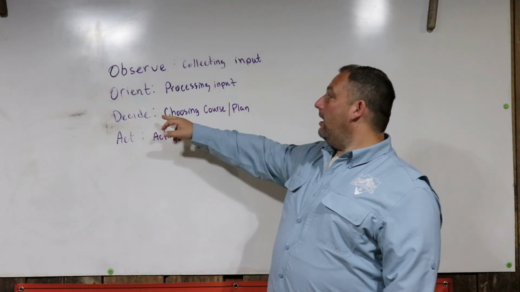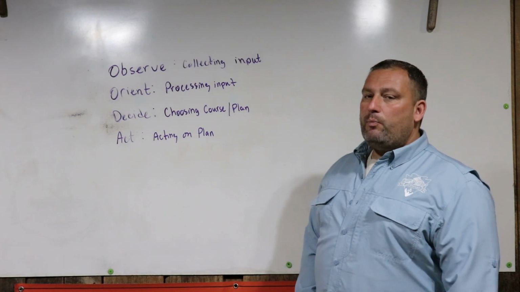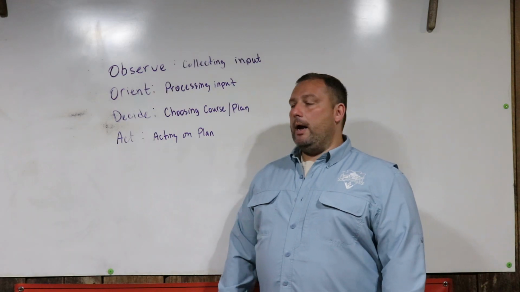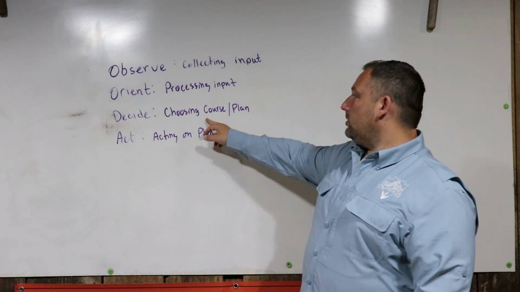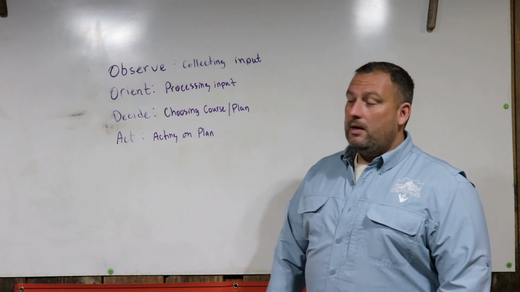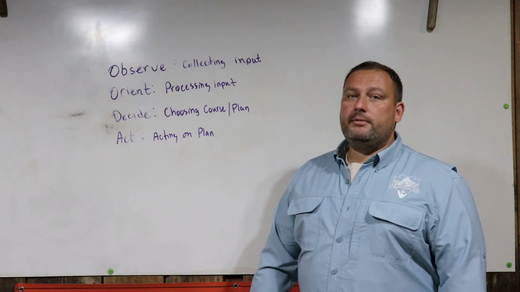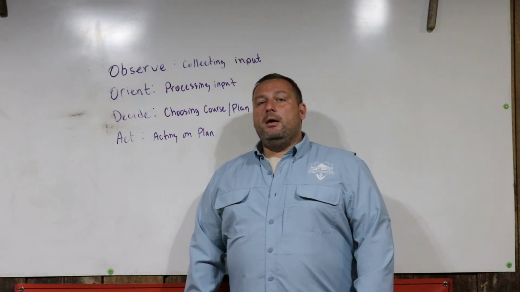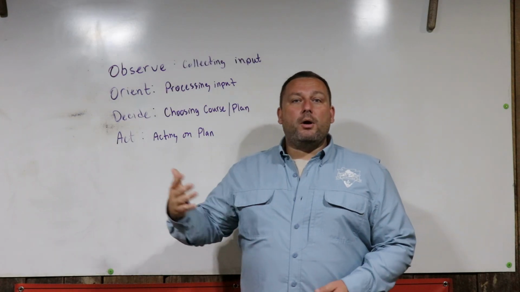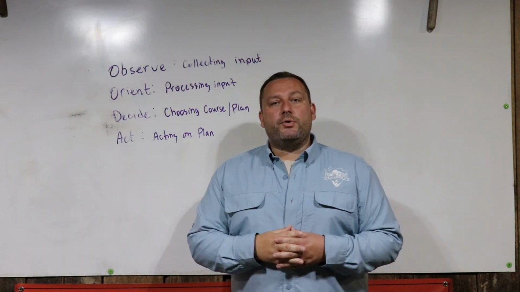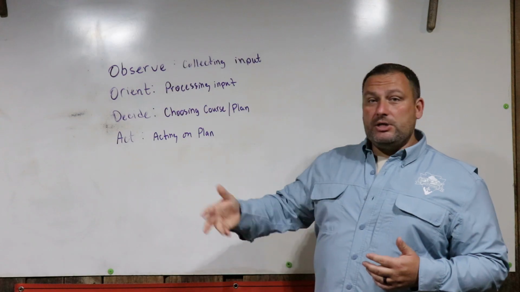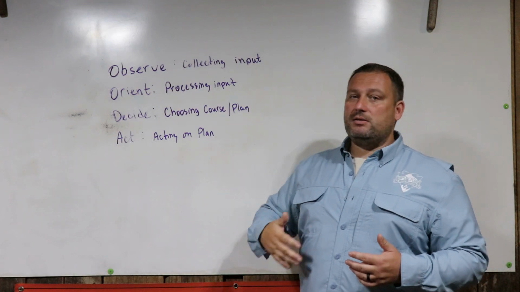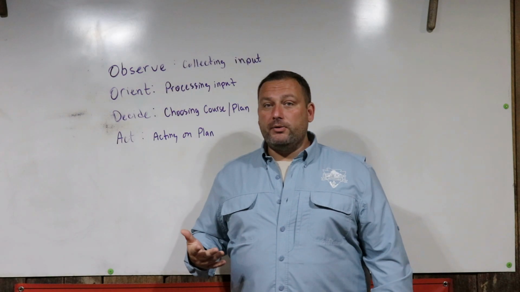I'm gonna decide on which of these inputs I wanna develop a plan around. So that's my decision-making action. I'm gonna choose a course or develop that plan. And then I'm gonna act on the plan. So whatever that case may be, we're gonna run, we're gonna hide, we're gonna fight. It's gonna be one of those, right? So that's kind of the OODA loop. And that's gonna change and be a progressive thing. It's gonna be ongoing at all times.